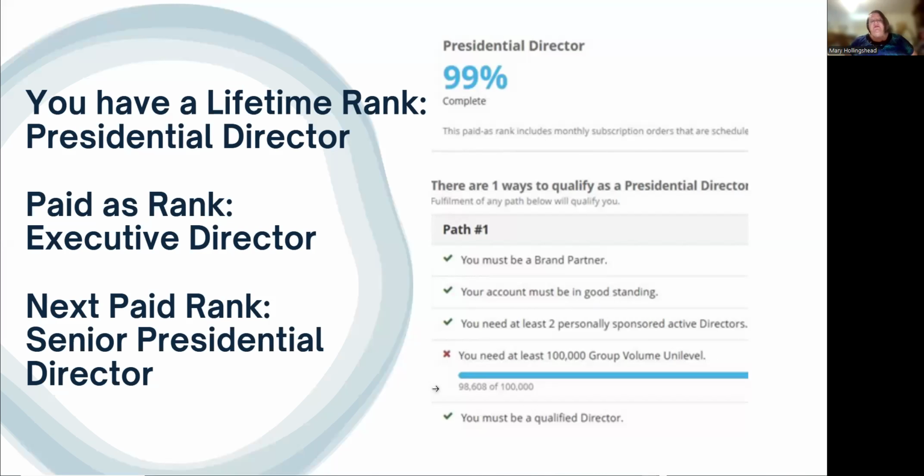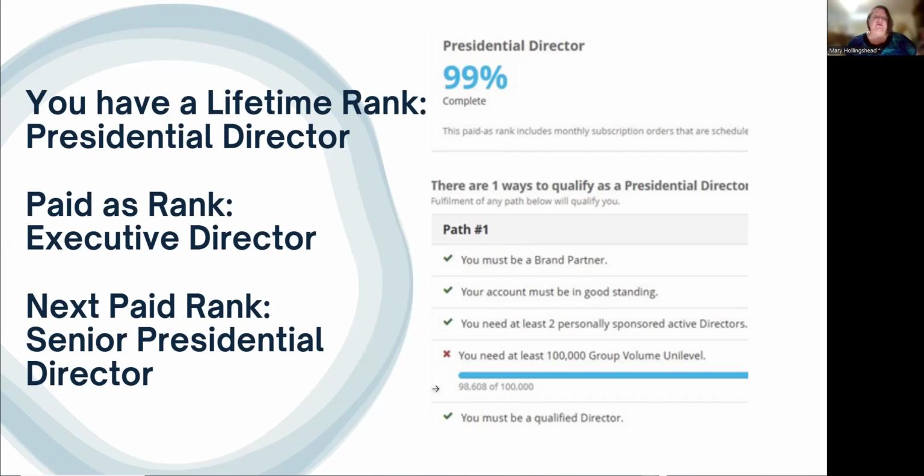So this is, again, how you can, in this case, this person is not really looking at rank advancement for their team because everything on their team is good. What they're looking at is their volume. And this is why after you hit senior presidential director and you're going for your next one, you're always looking at your group volume, because that determines your next rank by how much group volume your team has.